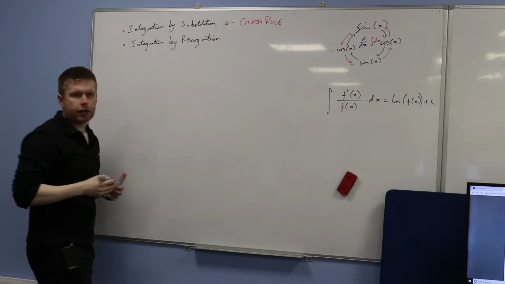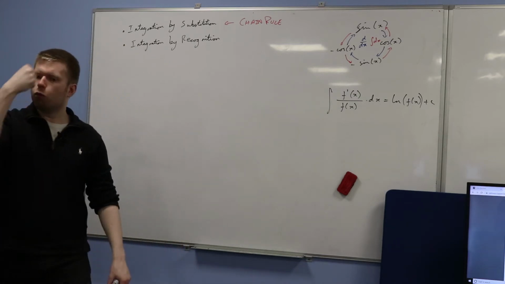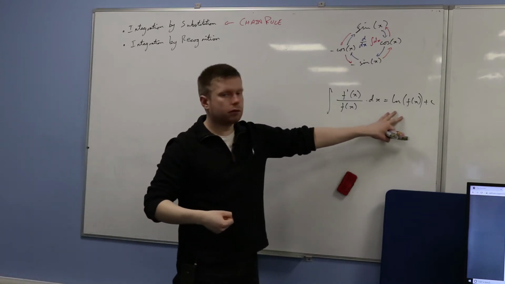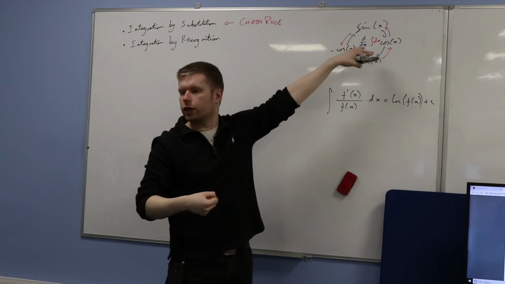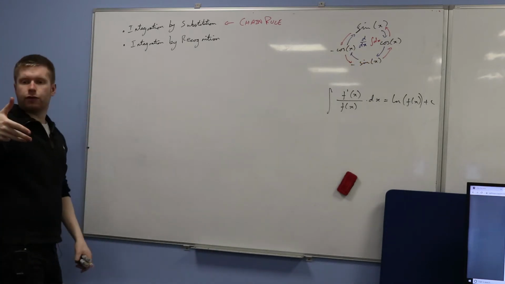Integration by recognition. Simply by thinking, well, what function do I have to differentiate to get that? I can work out what the integral should be. Hence how I got from there to there, or hence how I thought about the integral of trigonometric functions. So integration by recognition is really thinking about differentiation.